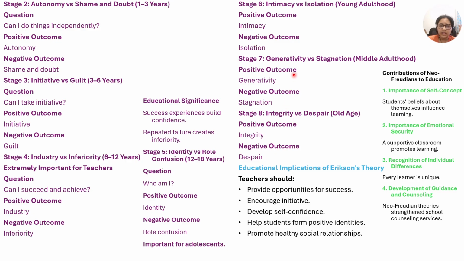If it doesn't go, he will become dull, demotivated, and his knowledge gets stagnated. It will be wherever it is. Okay, that means that is stagnation. Then integrity versus despair. This occurs in old age. If the outcome is positive, then integrity will happen. If the outcome is negative, then the person will remain in despair. Despair means I'm not able to do anything, such kind of feelings. So these are the educational implications and these are the contributions of Neo-Freudians.